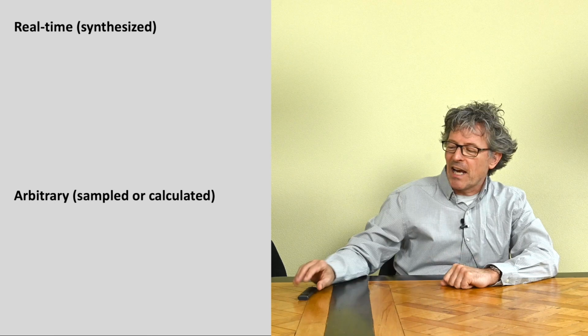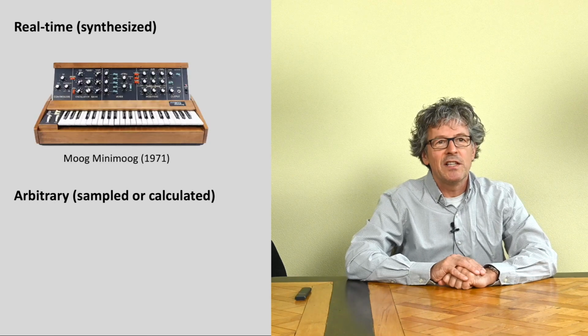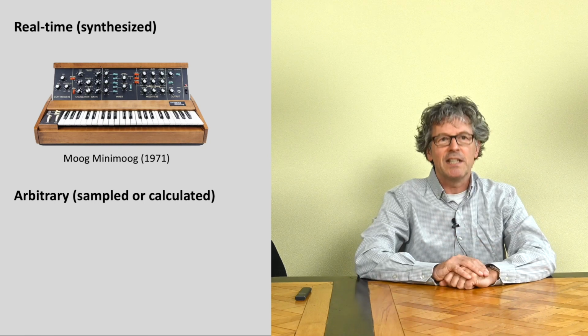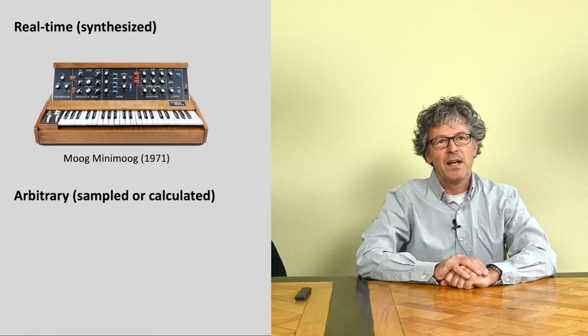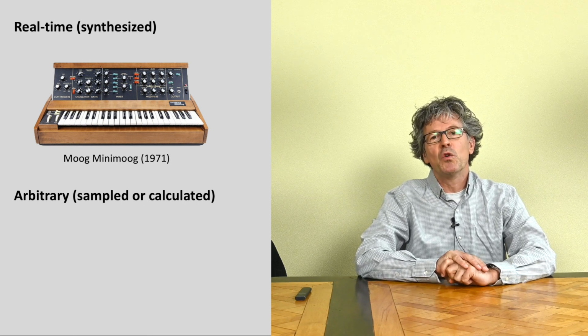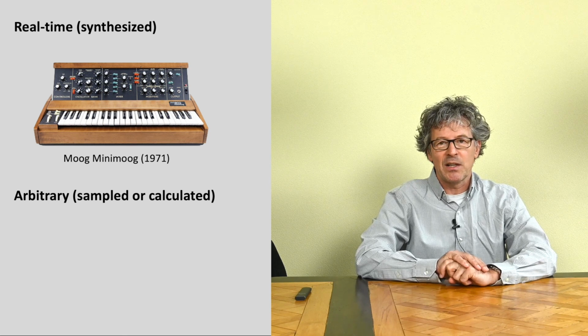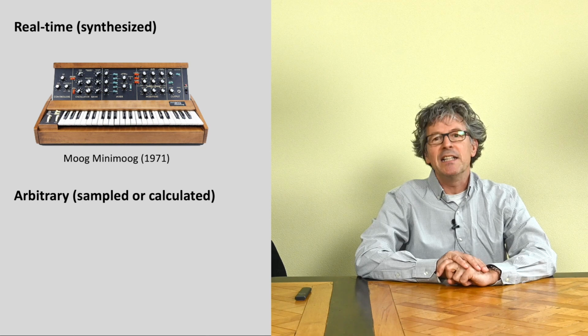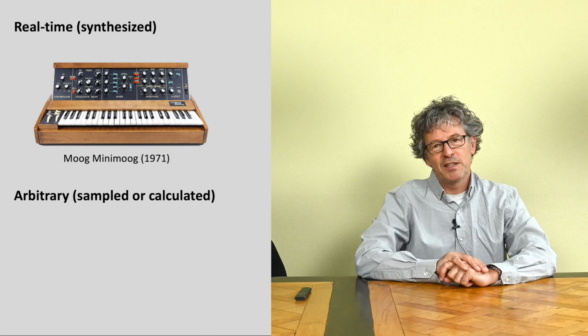Now, a famous example of an analog synthesizer would be the Moog. Here you see a picture of the Minimoog from 1971 by Bob Moog, a very famous instrument. It generates basically all the signals by oscillators, filters, and other types of circuitry, ADSR for example, which is present in the device.